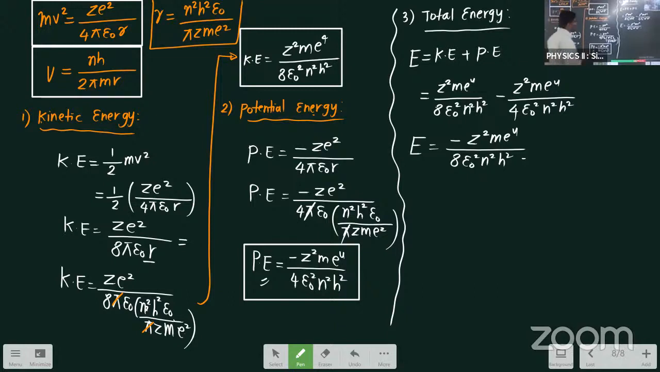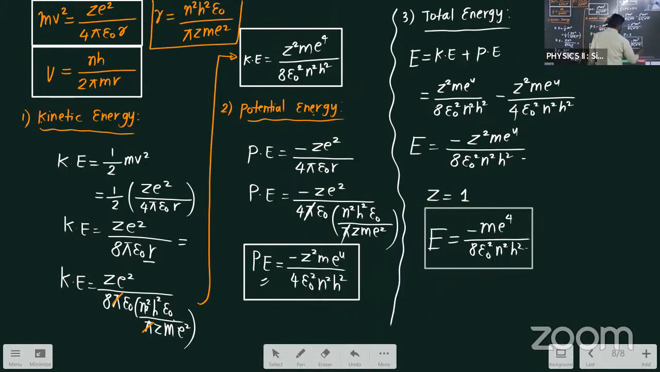For a hydrogen atom, what is the value of Z? For a hydrogen atom, Z is equal to how much? Z is equal to 1. So I can write the total energy of the hydrogen atom as E is equal to minus m e to the power 4 divided by 8 epsilon naught squared n squared h squared.